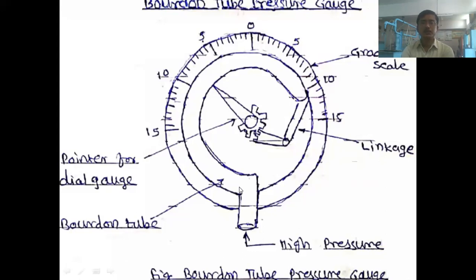Now in pressure gauges, we have studied that there are various kinds, like the Bourdon tube pressure gauge, the Bellows pressure gauge, the dead weight pressure gauge, and the diaphragm pressure gauge. Out of that, the Bourdon tube pressure gauge is most commonly used, and its working and principle is what we are going to study right now. This is the diagram, or you can say the construction, of this Bourdon tube pressure gauge.